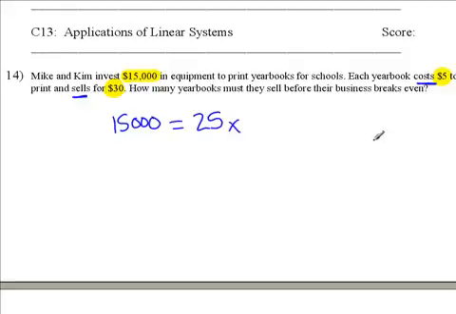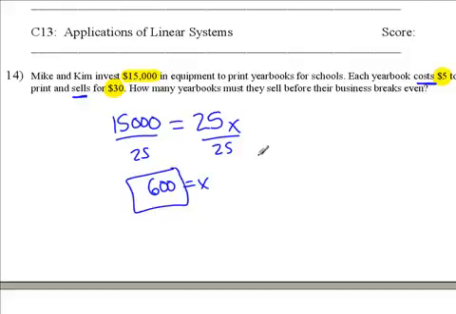If I let x equal the number of yearbooks, there's my equation. I want to know when this breaks even. So I just take 15,000 equals 25x. I'm going to divide both sides by 25. I get 600. So I need to sell 600 yearbooks to break even. So hopefully it's a big school.